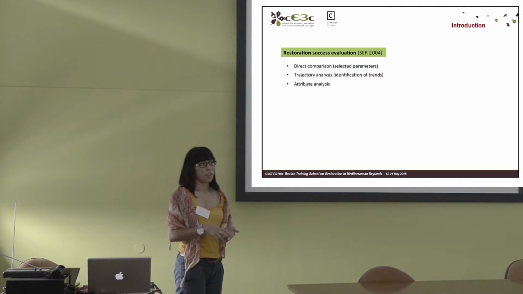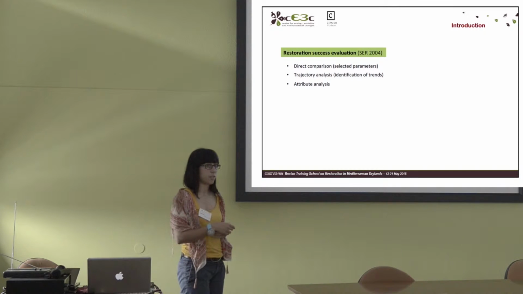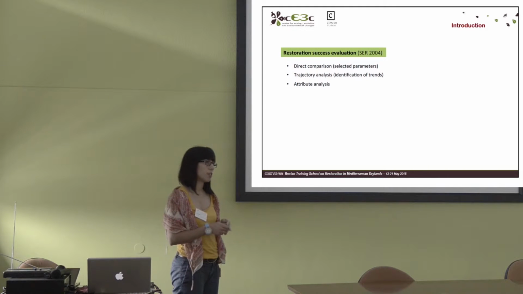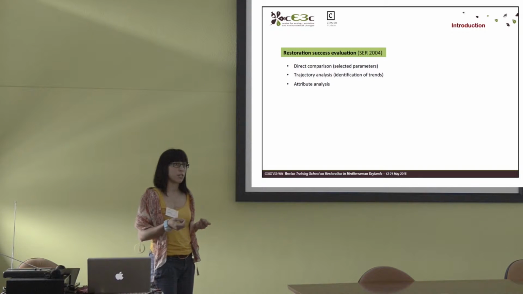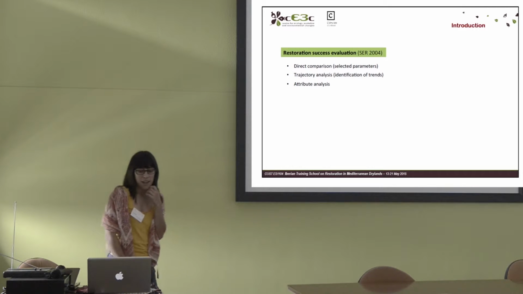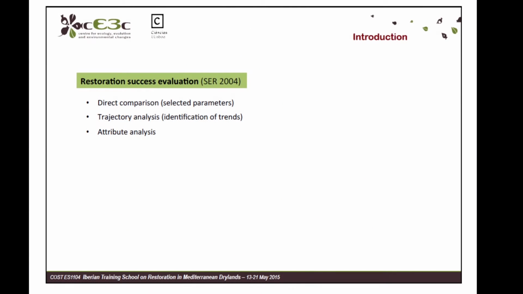Because sometimes you are studying one component and in another place they are studying another component, and then the results are very different, and it's hard to compare them and to have information available for everyone. The other option is the trajectory analysis, in which you try to identify trends so that you can see what is happening in the last years.